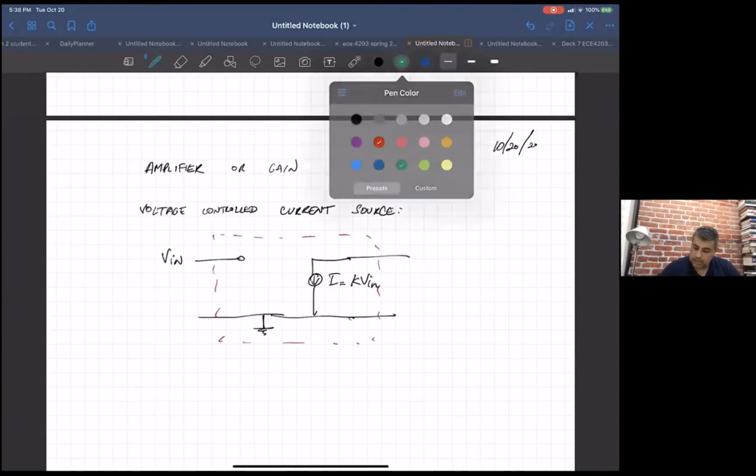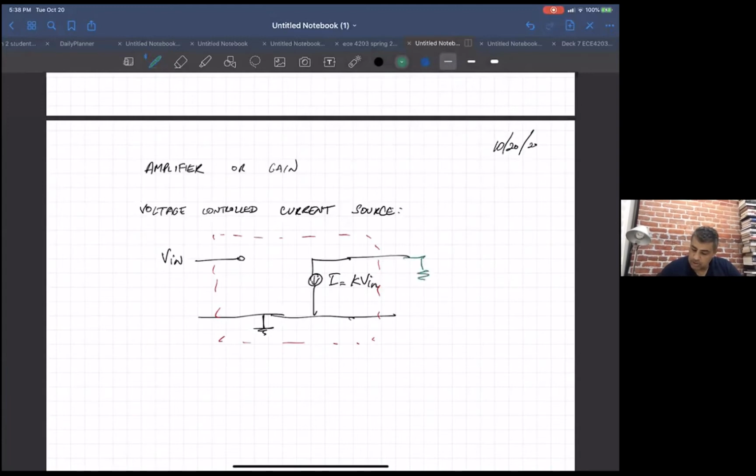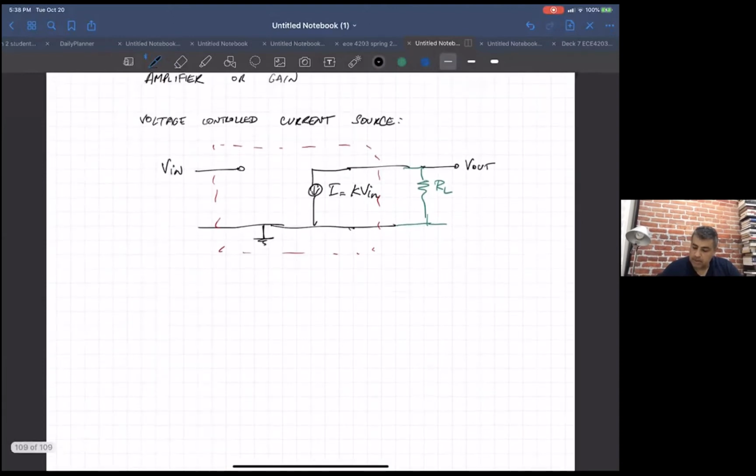Okay, and then this is an external resistor, sort of the R sub L, and this point is V out. And we said if you had such a thing, if we just do a simple KCL here, we would get V out is minus I R sub L, and plugging in for I would end up with minus K R sub L V in.